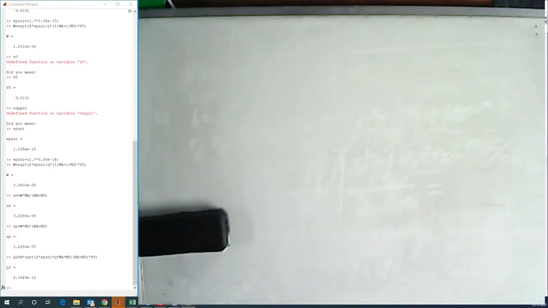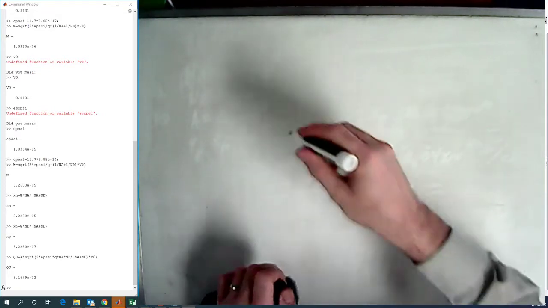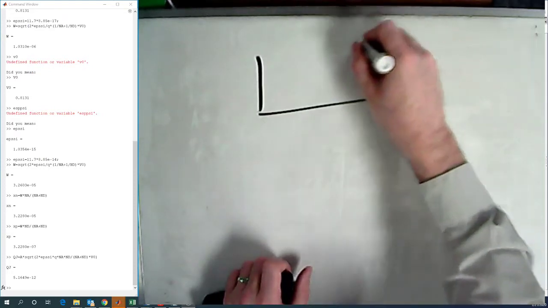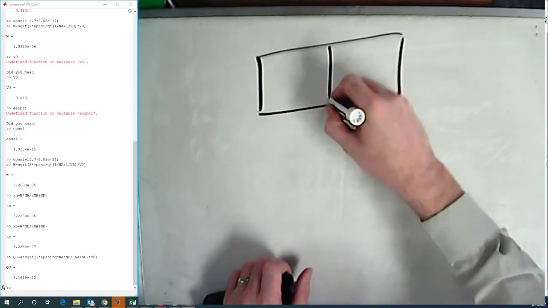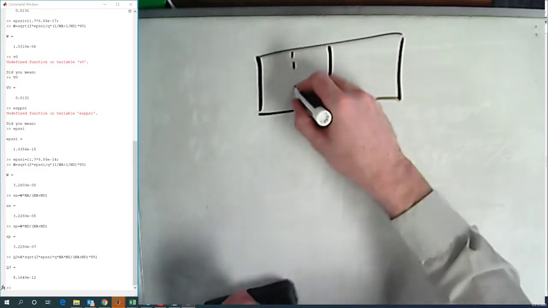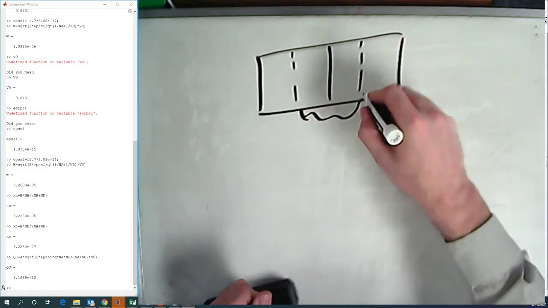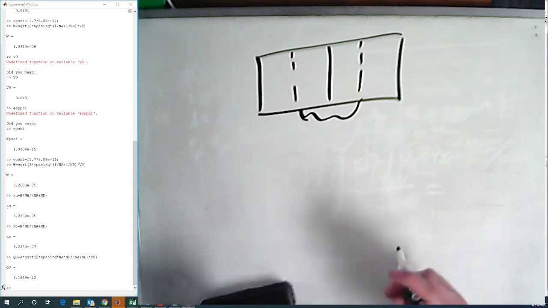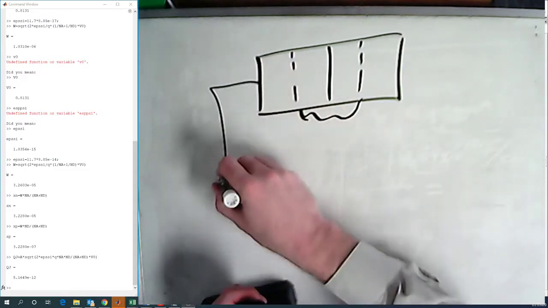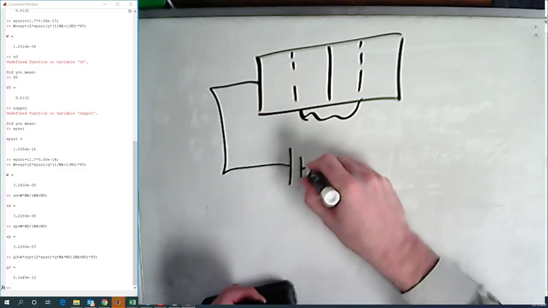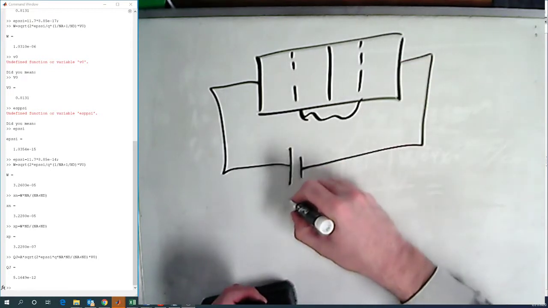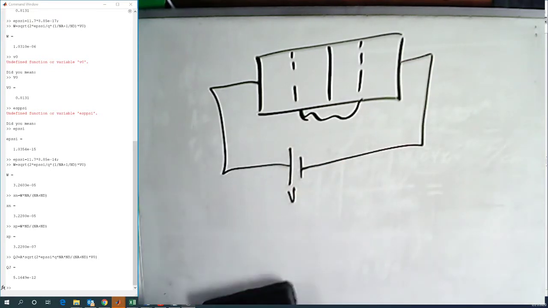So we're going to do something that is kind of interesting in this case. We have our PN junction. It's at equilibrium. We have this depletion width that occurs right here. And we're going to do something that we always do. We're going to apply a voltage.